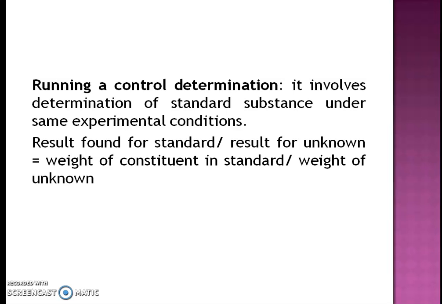Result found for standard divided by result for unknown is equal to weight of constituent in standard divided by weight of unknown. So in this way, if we know result for standard, result for unknown, and weight of constituent in standard, we can find out the weight of unknown. So by running a control determination, what happens? The error gets cancelled.